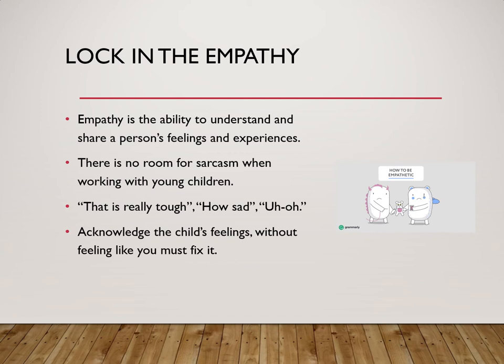So what we want to stress here is what empathy looks like and then how to do that with a child. Especially since we have an array of ages, we're not expecting to have these in-depth conversations where they understand that you relate to their emotions. But you can do that in simpler ways. One of the things to recognize with empathy is that it's the opposite of sarcasm. There is no room for sarcasm when you work with early childhood. They don't understand it, and it honestly will belittle them because they think that you are being mean to them.